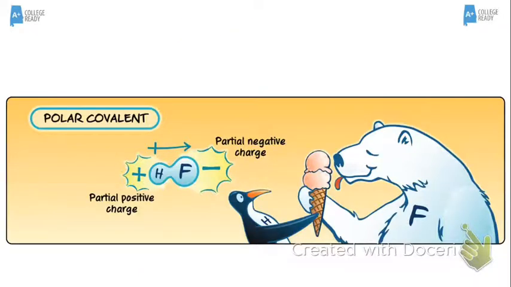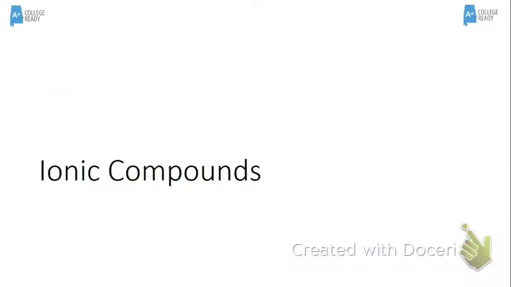Now back to our penguins and polar bears example. In this case right here, we have this polar bear, which is represented by a fluorine atom, and our penguin, which represents the hydrogen atom. That polar bear is much stronger than that penguin, so it's going to have that ice cream much longer than the penguin will. And typically in real life, of course, we know this would not happen because the polar bear would more than likely eat the penguin.